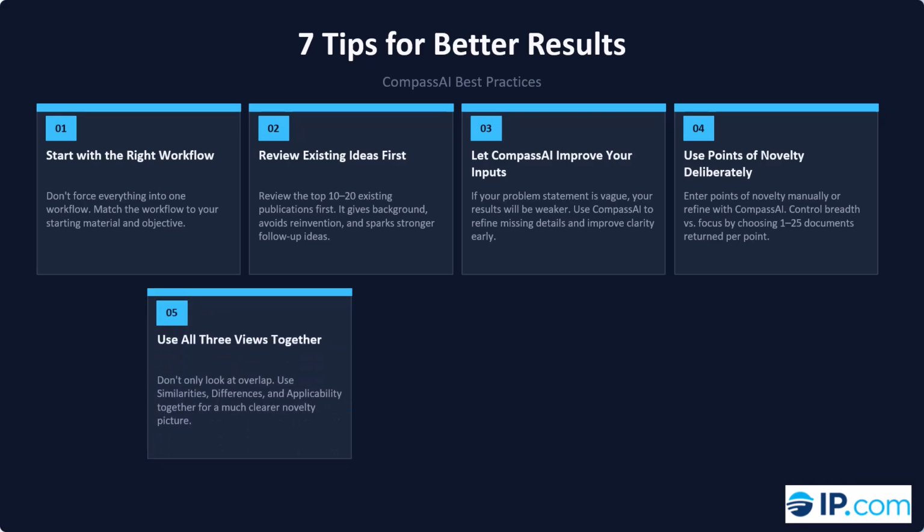Tip 5. Use similarities, differences, and applicability together. New users often only look at what overlaps with prior art, but the value comes from using all three views together: overlap, uniqueness, and relevance explanation. That combination gives a much clearer first read novelty picture.